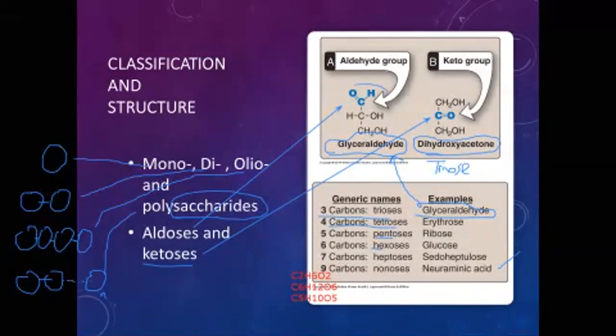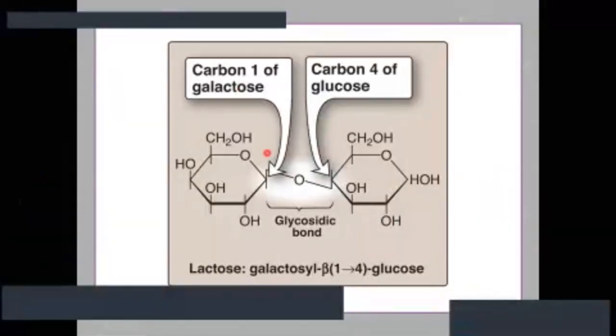For example, these two are monosaccharides. All of these are monosaccharides. Okay, so here we are going to discuss the other examples. And this is an example of the disaccharide molecule. It consists of two monomers.